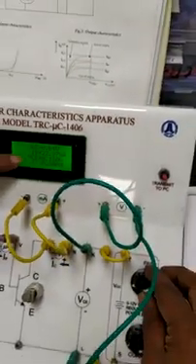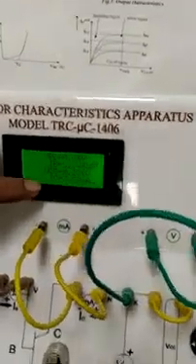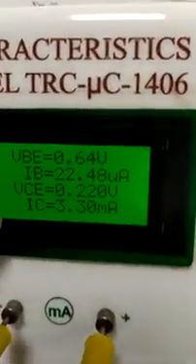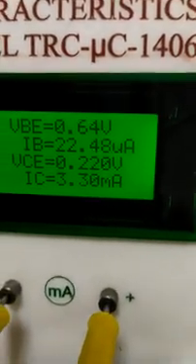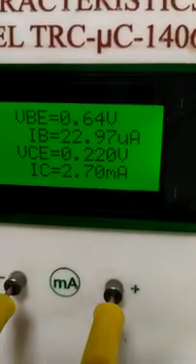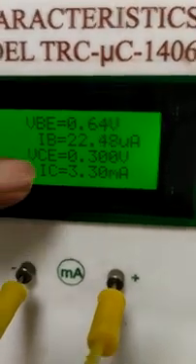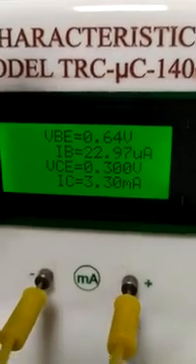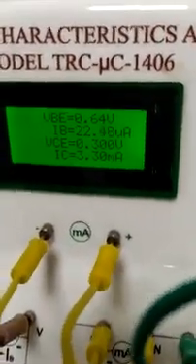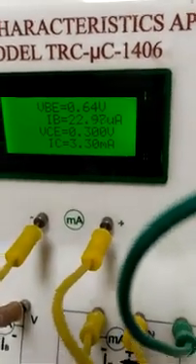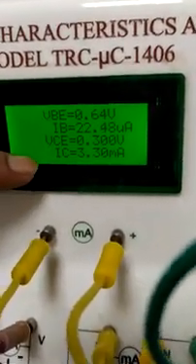Similarly, you can increase VC to 0.2. So again we'll get 3.3 milliamps. IC is equal to 3.3 when VC is equal to 0.2. Then increase to 0.3, so 3.3 only, it is constant. That means at VC of 0.3 volts, it attains the saturation region. That must be constant, that is 3.3 milliamps.